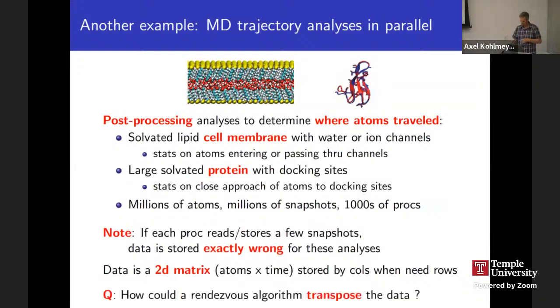So, question is here, how would you do that with a rendezvous? Basically, we want to transpose this matrix. So imagine I read a snapshot. For all the atoms in this snapshot, I have atom IDs and coordinates for each atom, and I also have a timestamp for the snapshot. We have to decide on a rendezvous decomposition, and we have to decide what we're going to say.